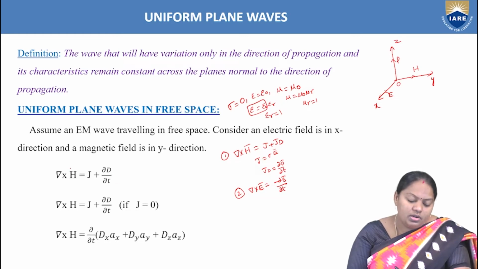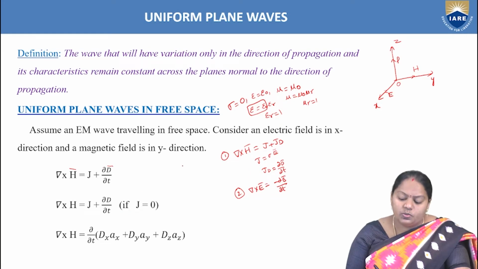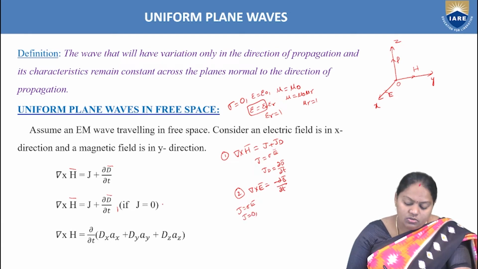Then del cross H bar equals J plus dou D bar by dou t. Now for a free space medium, we are assuming it has sigma equal to 0. Hence, here del cross H bar is equal to J plus dou D bar by dou t. Then J equal to 0. Why J is 0? According to conduction current density, J equals sigma into E. If we substitute sigma by 0, then J becomes 0, which gives del cross H bar equal to dou D bar by dou t, as obtained.